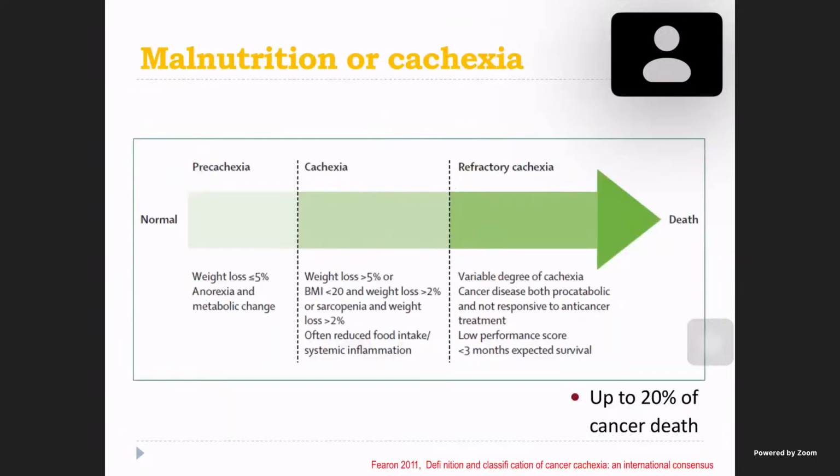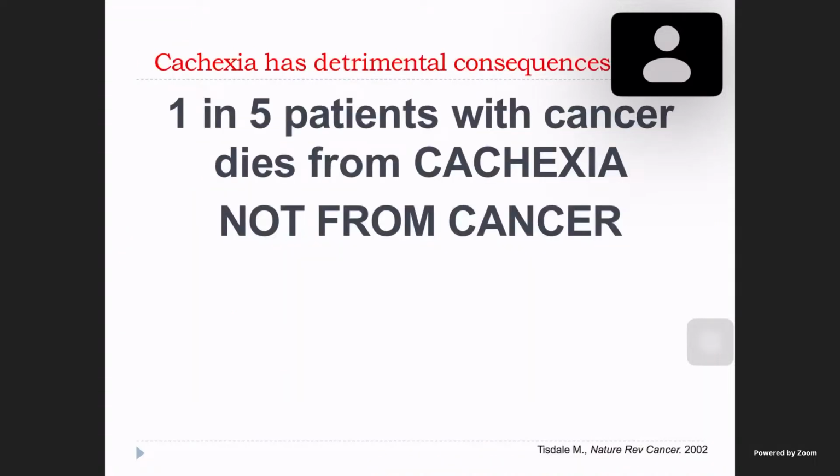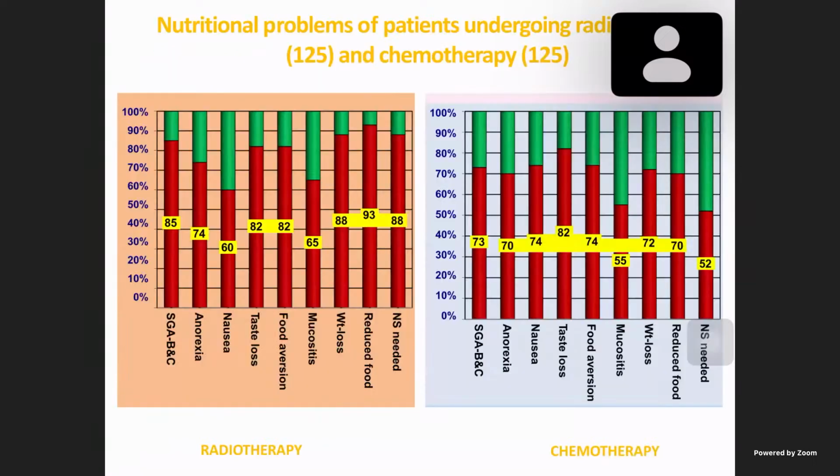So if we look at cachexia or malnutrition, it starts with pre-cachexia, cachexia, to refractory, and sometimes it may contribute to increased death rates to the tune of 20%. So as stated earlier, 1 in 5 patients with cancer may have cancer cachexia.